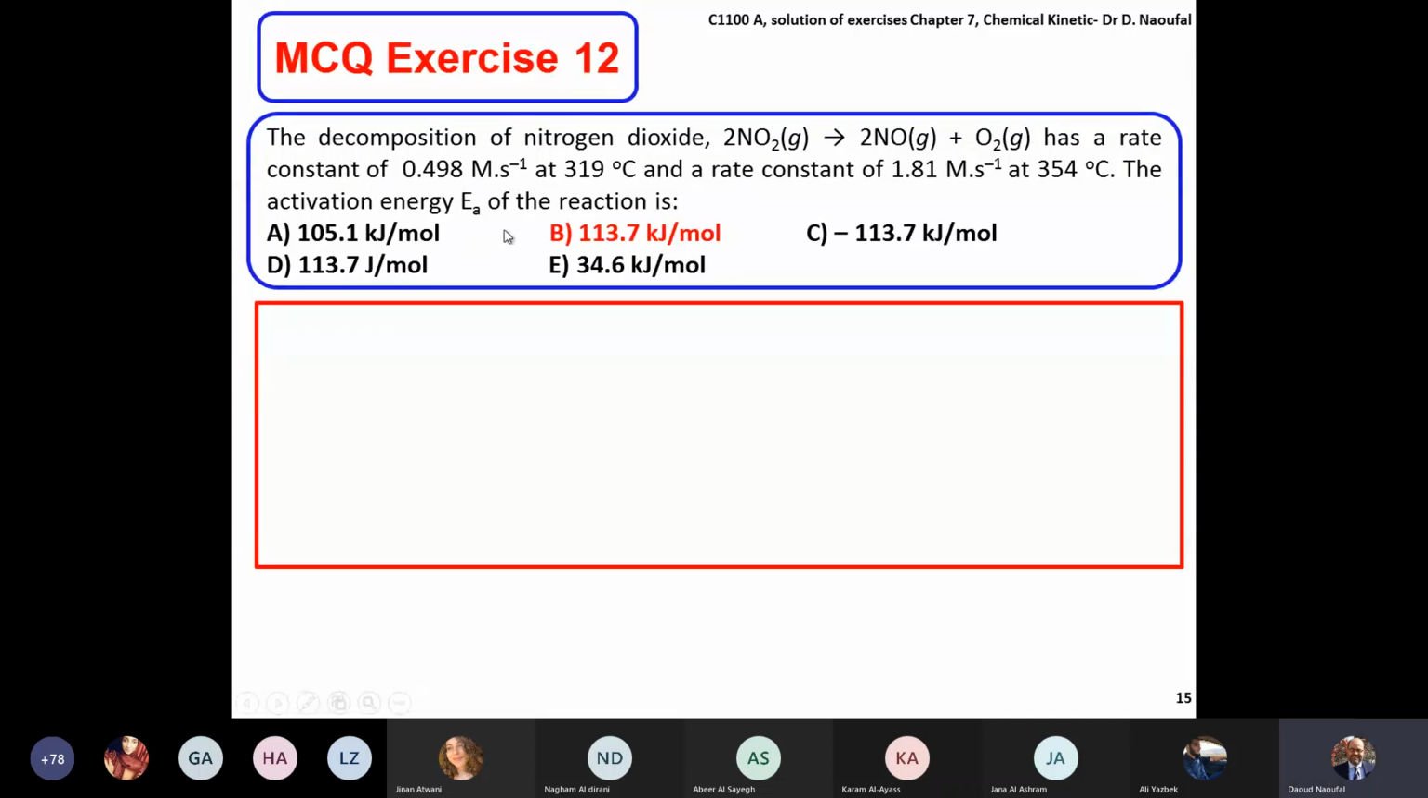The activation energy of the reaction: we know the activation energy is the minimum energy required for a reaction to proceed. The activation energy is always positive. This is the energy required, the energy needed. So I can eliminate directly the answer C. And the activation energy is in general from tens to hundreds. So how to calculate the activation energy?